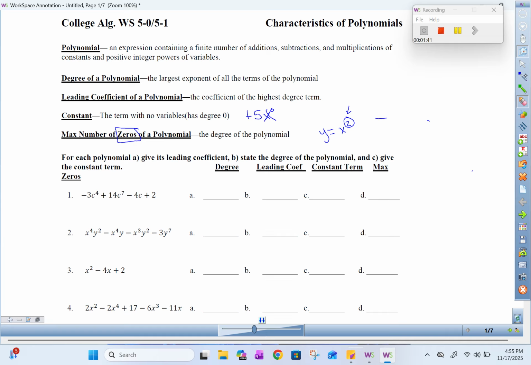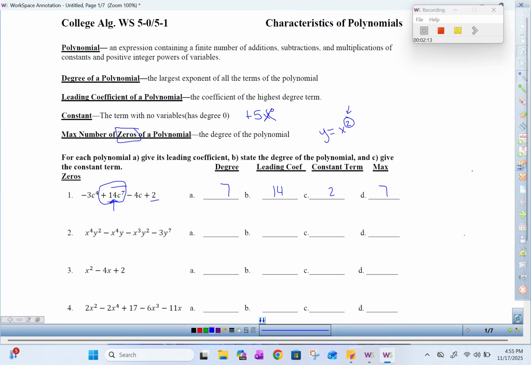So we're going to just practice on these first ones. The first step is finding the leading term. Okay, the leading term is the term that has the leading coefficient or that highest degree. So we're going to look for the highest power we see, which is the 7 in this case. So the degree is 7. Leading coefficient is just that number in front, 14. Constant term does not have a variable, so that's 2. And then our max number of zeros is just our degree that we had of 7. Can't be more than that.